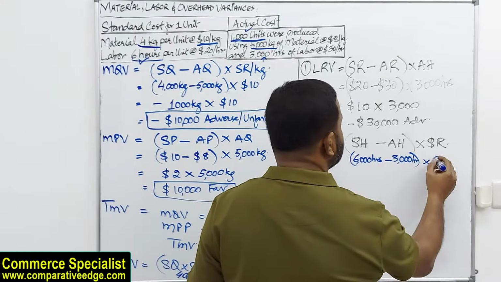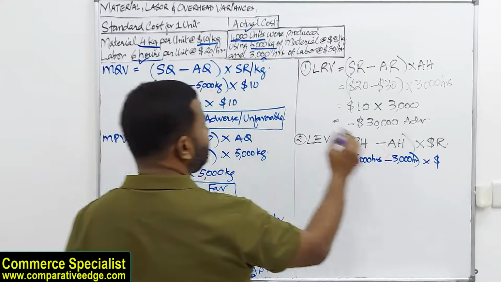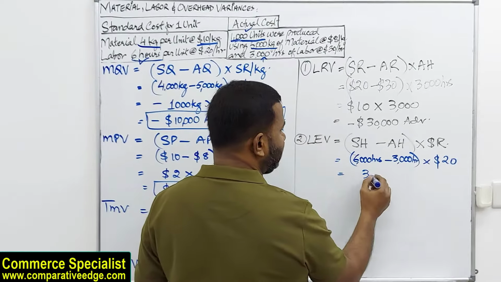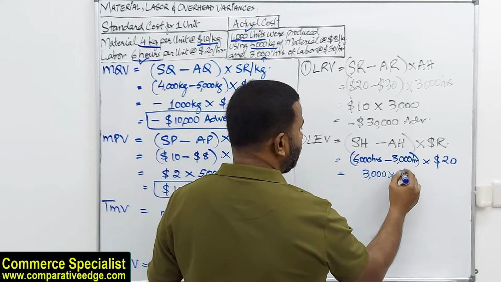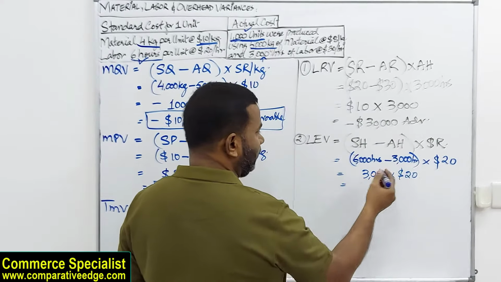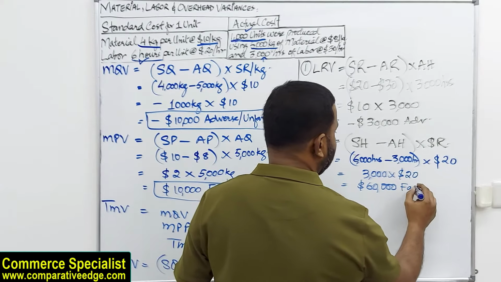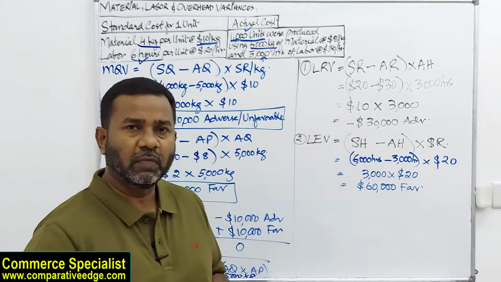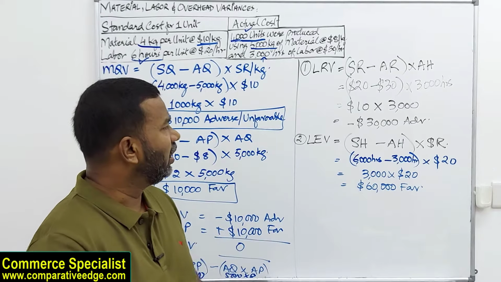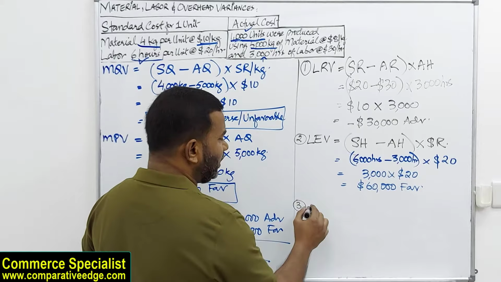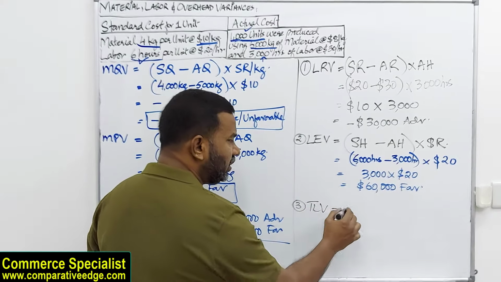Into standard rate. Standard rate was $20. So 6,000 minus 3,000 is simple 3,000 into 20, which will give you 60,000, and obviously it's a favorable variance. Now here again, we may be asked sometime in the exams, calculate total labor variance.